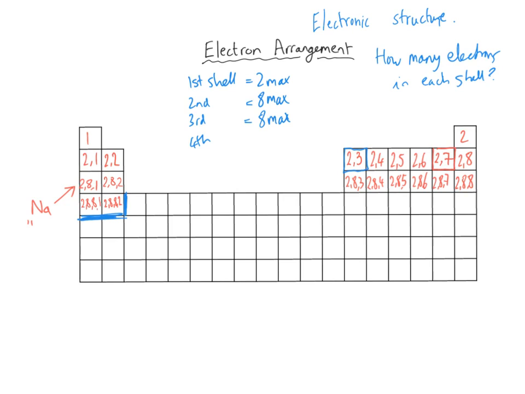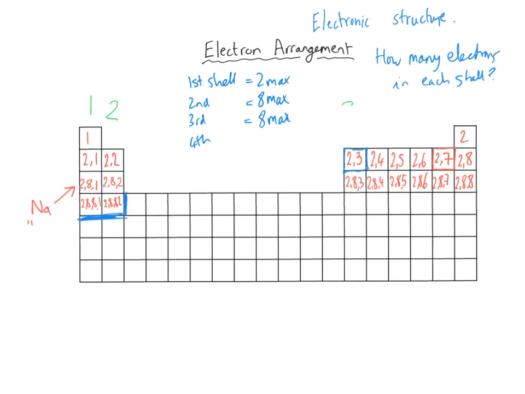If we take a look at group 1 in the periodic table, we should, I hope, notice that the final shell of electrons for each element in group 1 only contains 1 electron in it. And that is why we place these 4 elements, hydrogen, lithium, sodium and potassium, into group 1 in the periodic table. And then the elements in group 2, each of their electronic structures ends in 2, meaning that they've got 2 electrons in their outer shell.